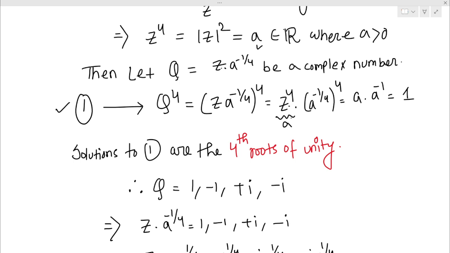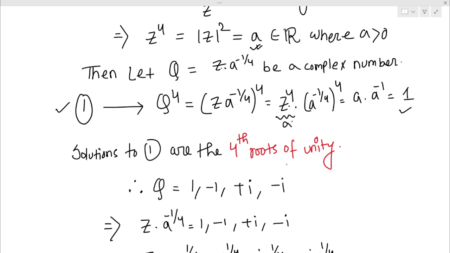Now z to the power 4 is nothing but a, as we had defined earlier, and then (a to the power minus 1 by 4) whole to the power 4 will equal a inverse. Since a is a real number and a is greater than 0, a inverse exists, and a into a inverse, which is 1 by a, essentially in this case of real numbers, is basically 1. So therefore q to the power 4 equals 1 is the equation. This reminds you of the roots of unity. So solutions to this equation 1 are basically the fourth roots of unity.